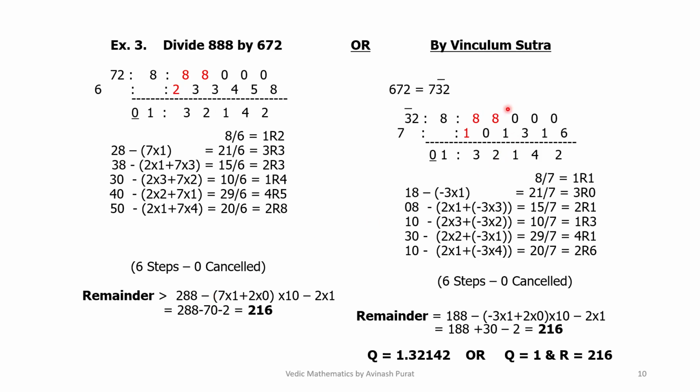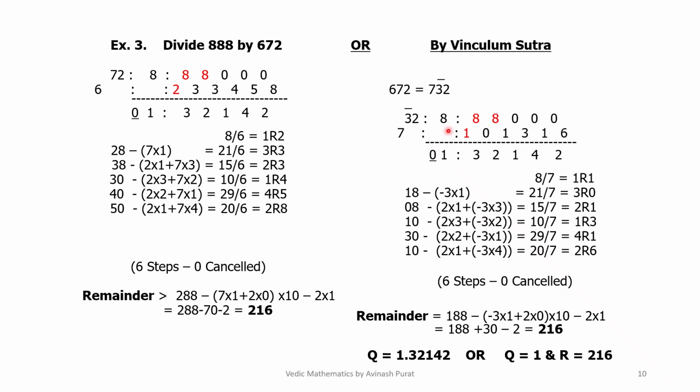Now in this case, without vinculum, this is having only 6 steps and no cancellation. We can try 6 by vinculum. 672 equals 7 bar 3 2. That is the divisor. Now 7 is the divisor, minus 32, minus 3 2 is the Dhvajanka.